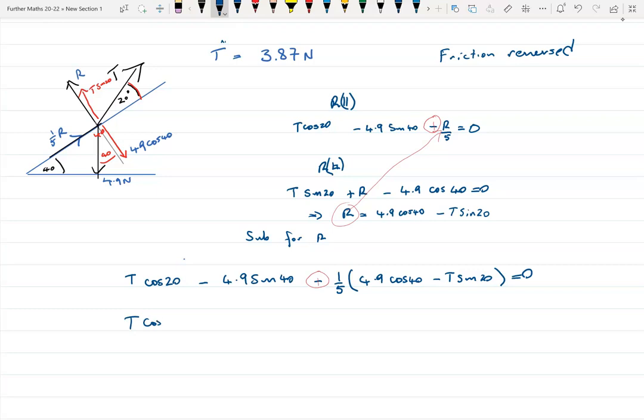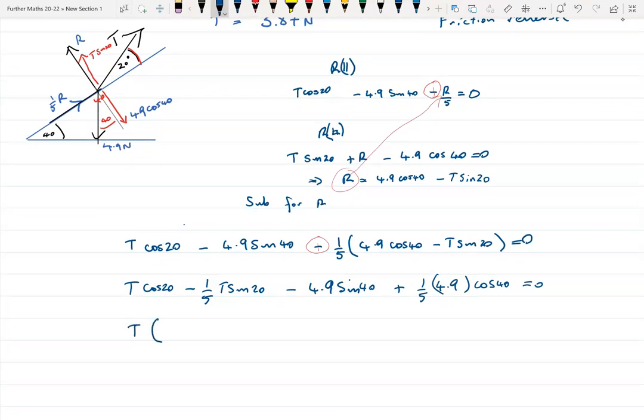So we've got t cos 20, and now it will be minus 1/5 t sine 20, and then minus 4.9 sine 40 plus 1/5 4.9 cos 40 equals 0. Taking that over to the other side and factorising out the t, we've got t cos 20 minus 1/5 sine 20 equals 4.9 sine 40 minus 1/5 times 4.9 cos 40.